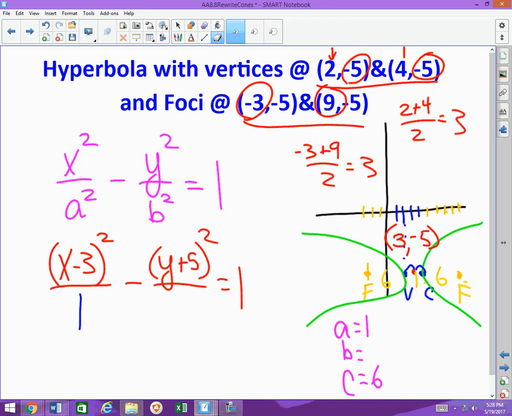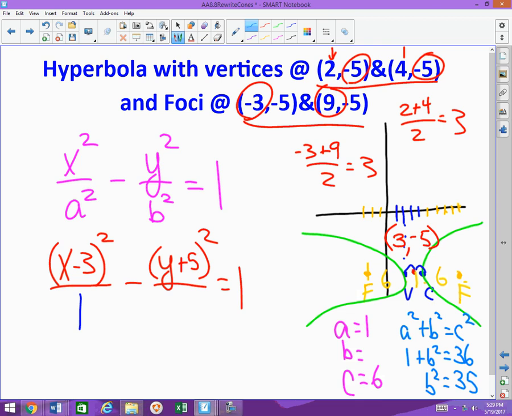Well, to do that in a hyperbola, we know that A squared plus B squared equals C squared. And so substituting the values in, 1 squared is 1 plus B squared equals 36. So then subtract 1 and B squared equals 35. And that means that B would be the square root of 35, so it's 5 point something. But when we write B squared, it is going to be 35 right there.